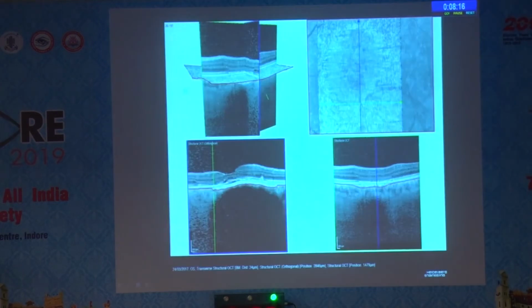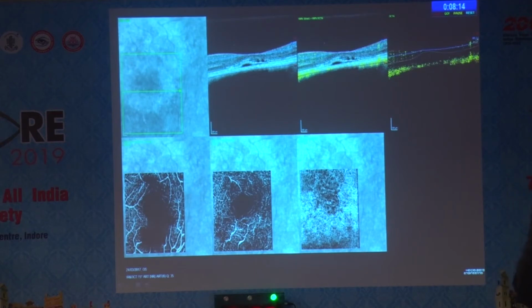My question is, if there was a CNV, why was it not picked up on ICG? And I always wondered why these small CNVs are not picked up on ICG. That's a really nice question. Dr. Ashish, would you like to give us a... No.